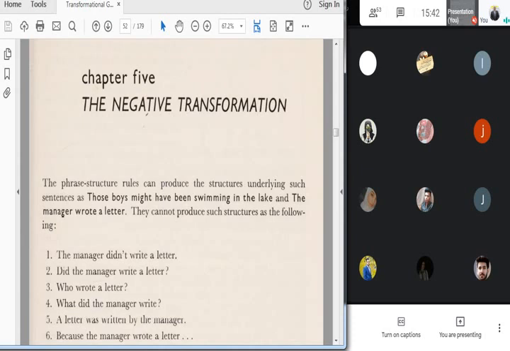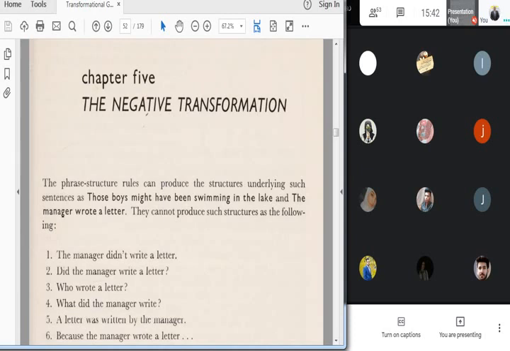He says that the phrase structure rules can produce the structures underlying such sentences as "those boys might have been swimming in the lake" and "the manager wrote a letter." What is the type of these sentences? You know that we have different types of sentences. We have the affirmative, the negative, the declarative, the interrogative, etc. So what's the type of these two? Yes, who can tell me?